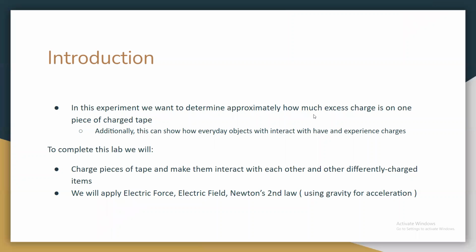After doing this, we're going to apply the concepts we've learned in class, such as Newton's law, electric force equations, and electric field equations, all to determine how much excess or deficient charge is on the tape. Also create a GlowScript model of the interactions.